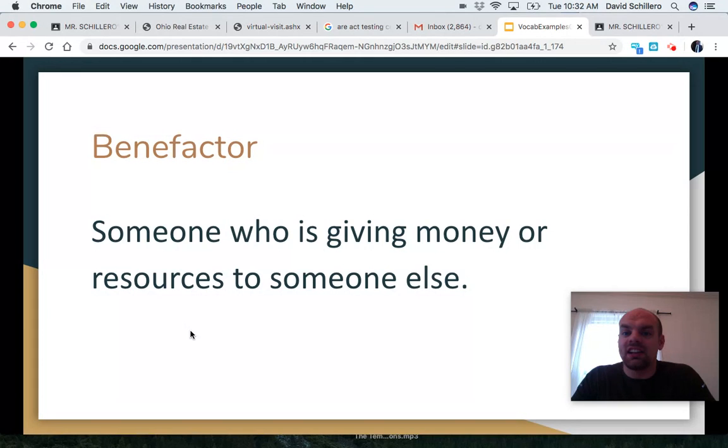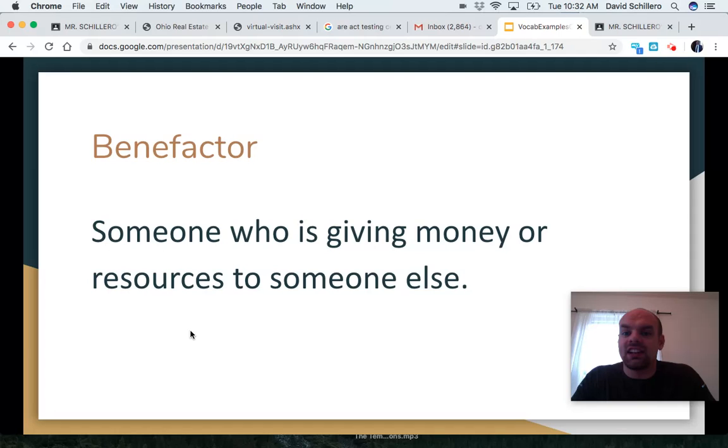There we go. So the example is, the rich benefactor gave the college $1 million to build a new fountain. So he was the guy who's providing them with resources or money. It could be a guy or a girl, but someone providing someone else with resources or money.